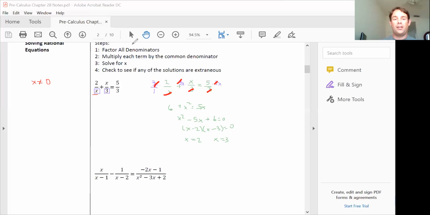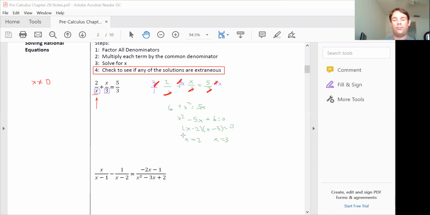It says check to see if any of the solutions are extraneous. An extraneous solution is one where you plug it back in and you find out the answer doesn't really work. Or in our case, if I plug it back in and I notice that it's going to make my x value equal to 0. That happens sometimes. If that happens, then I have to cancel out that problem.